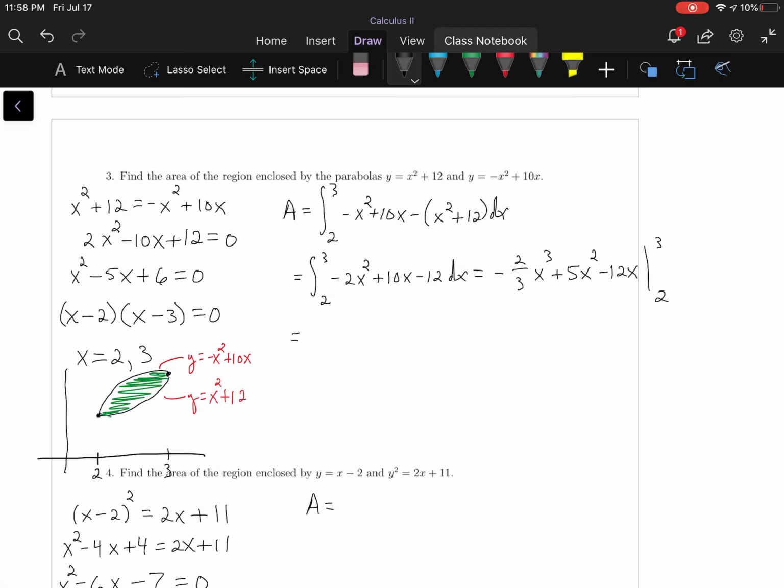evaluating at 3, you get negative 2/3 times 3 cubed. Now the 3 cubed divided by 3 is 3 squared, so you've got negative 18 plus 5 times 3 squared, which is 45, minus 12 times 3, which is 36, minus, now evaluating at 2, we've got negative 2 to the 4th, which is 16/3, plus 5 times 2 squared is 20, minus 12 times 2 is 24.